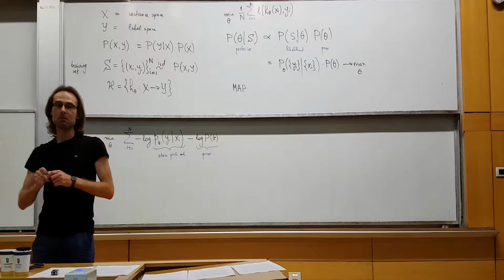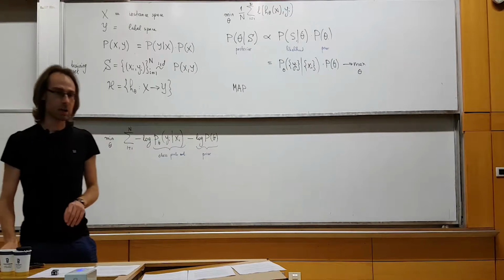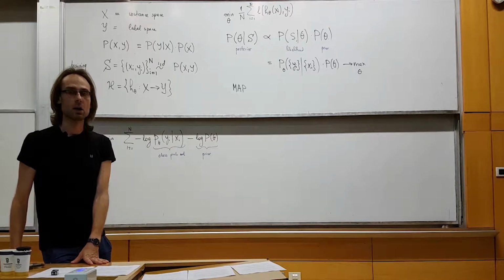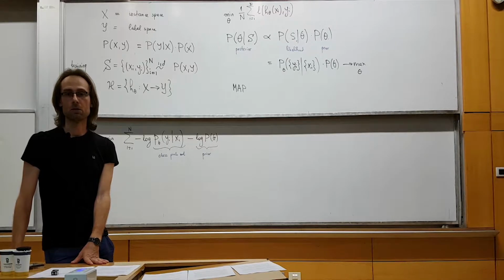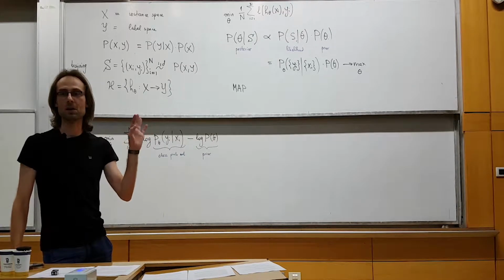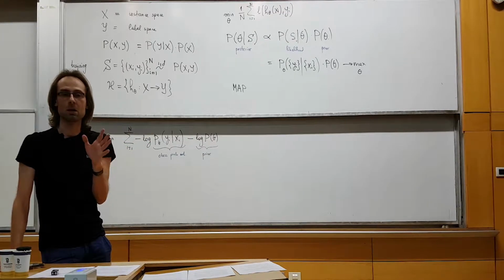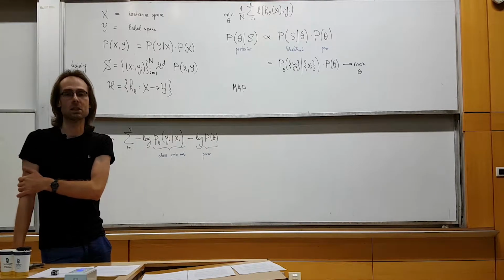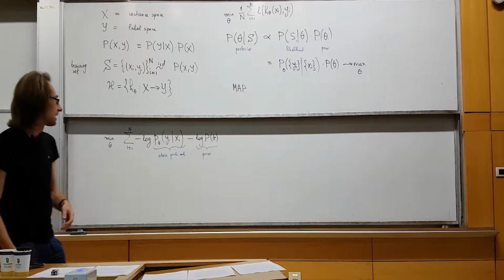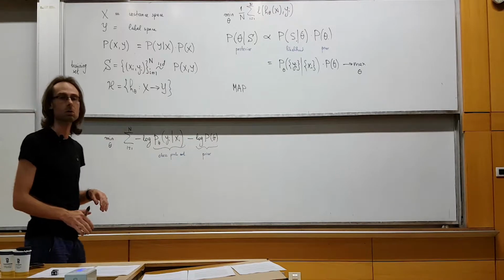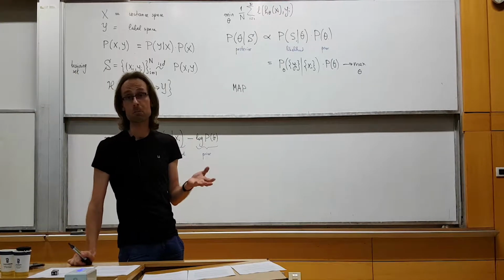Now, first of all, if I reduce this prior to a uniform distribution over theta, then it will simply disappear, right? And I will be back to maximum likelihood estimation instead of maximum a posteriori estimation. And this is what we did when we talked about logistic regression, for example, right?